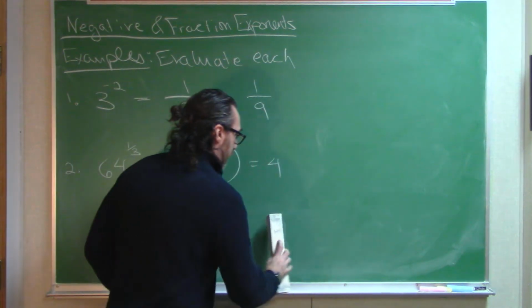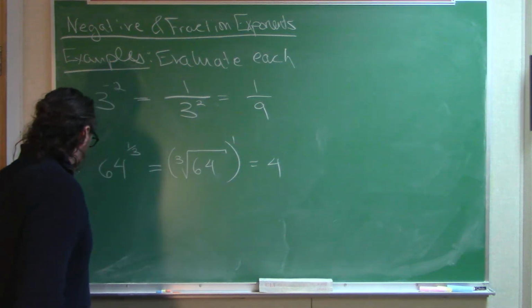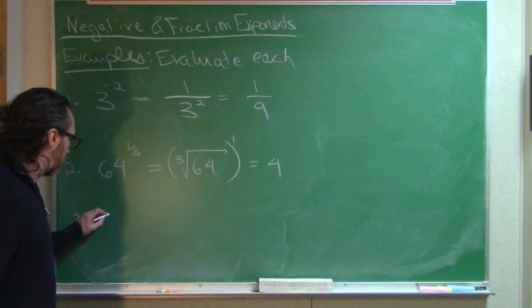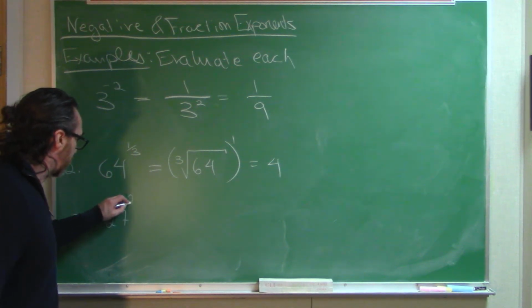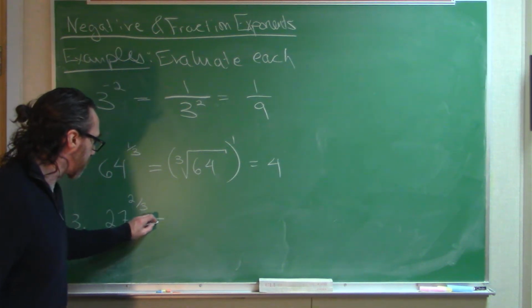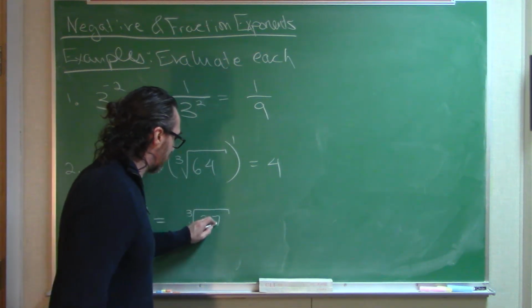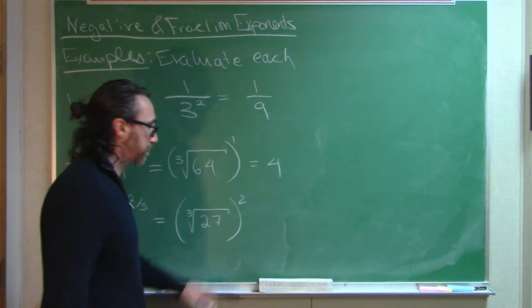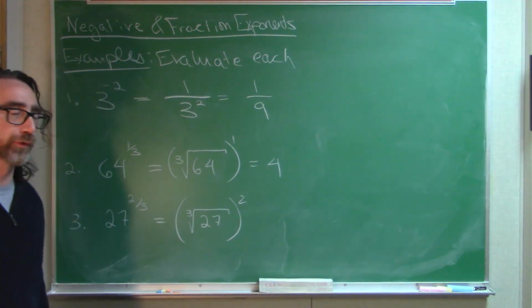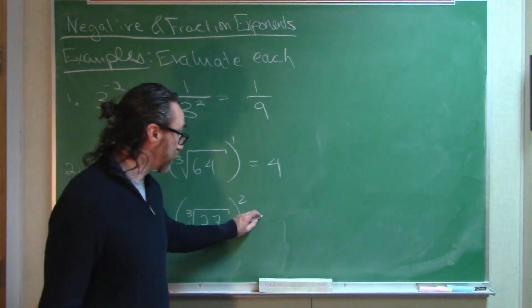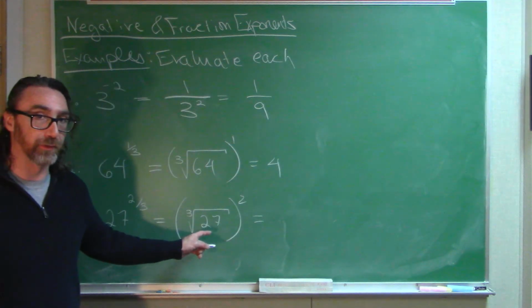Let's do something like this. Let's do 27 to the power 2/3. Okay, so cube root of 27 and then square. I typically do the root first because you'll get a smaller number and then you can raise it to a power. All right, now we just talked about the answer to this.